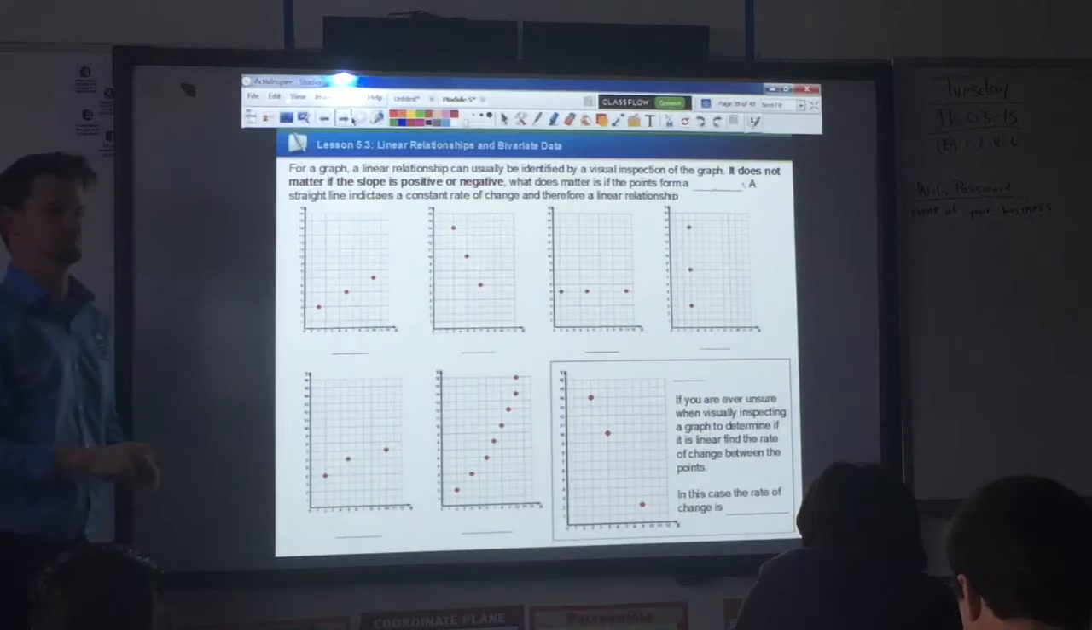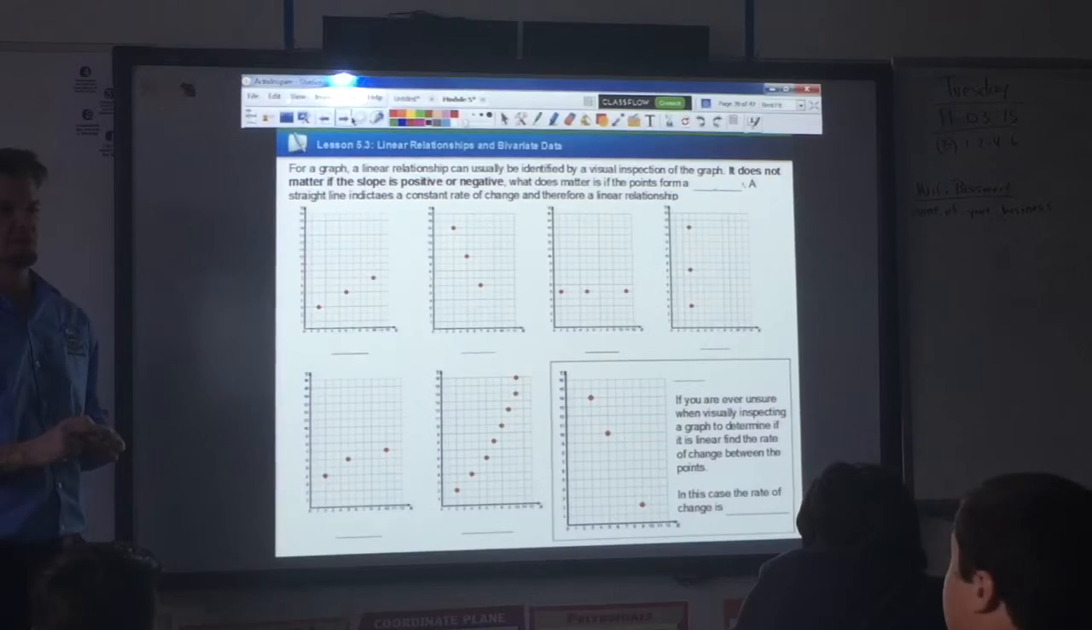Easy stuff. How many of you know what a straight line is?